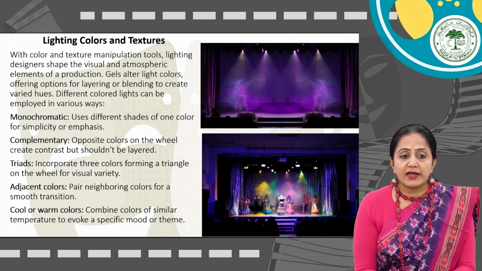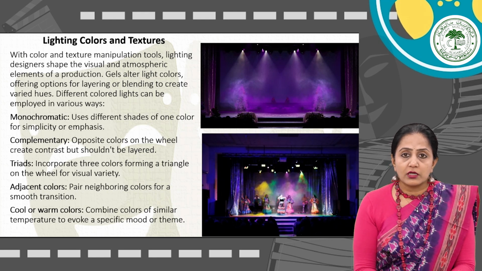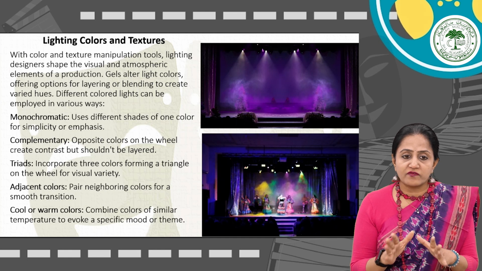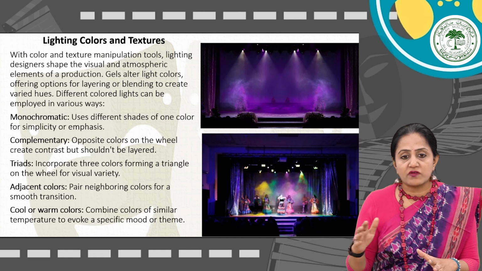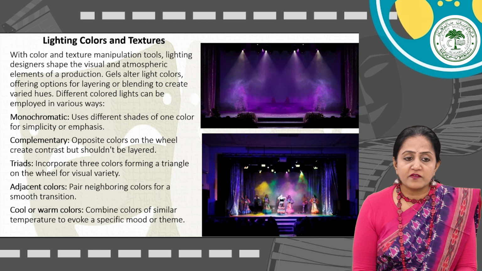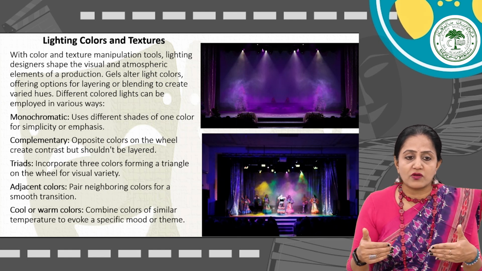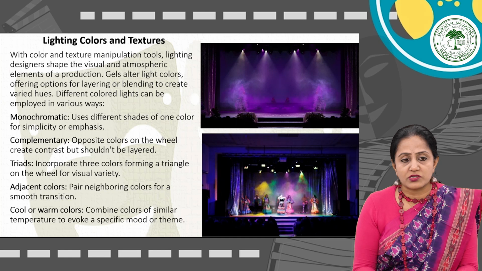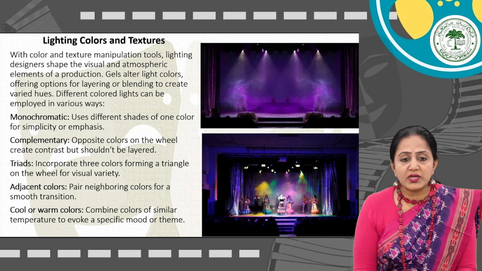So different colored lights can be employed in various ways. Chromatic means different shades of one color, for simplicity or emphasis. Complementary means opposite colors on the wheel create contrast but should not be layered. We cannot have opposite colors layered, but we can have contrast of two layers of colors opposite each other. Then triads means three colors forming a triangle on the wheel for visual variety.